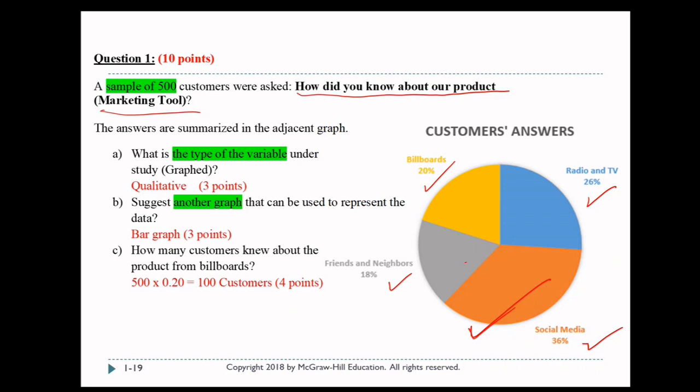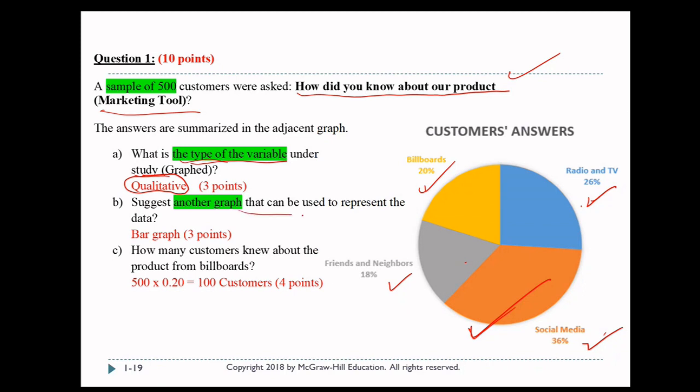Here is a question. What is the type of the variable under study? It's how customers knew about the product. Customers select radio, social media, all these are descriptive, non-numerical values. So this is a qualitative variable.